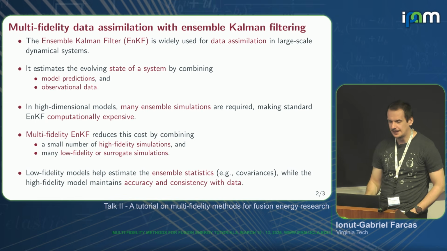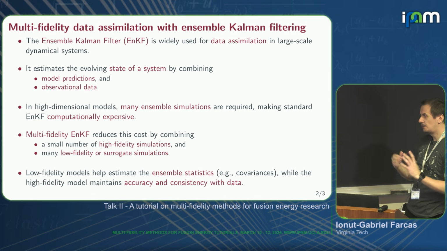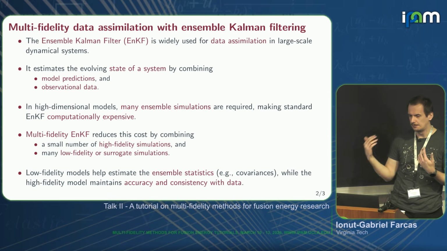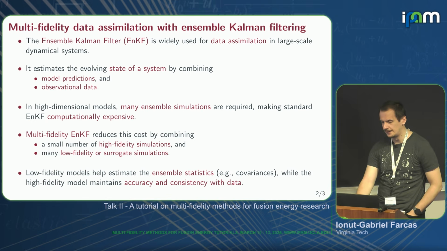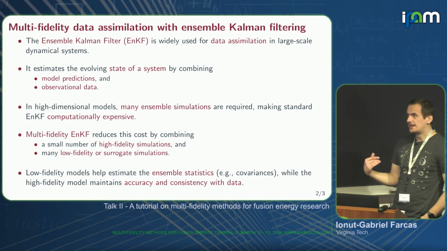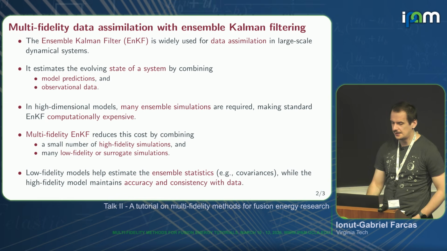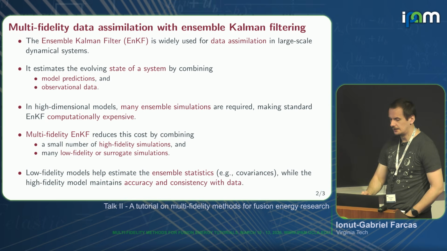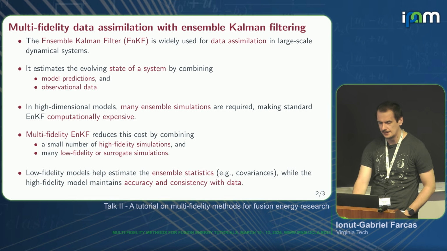for ensemble Kalman filtering, where the idea is, let's say you want to estimate the state of a system from noisy measurements. You have a model that predicts that state. The model is imperfect, and you want to correct those predictions using data measurements that are most likely sparse. Multi-fidelity methods can help here because you can leverage low-fidelity, cheaper-to-evaluate surrogate models to estimate, for example, ensemble statistics, while, as we do in multi-fidelity Monte Carlo sampling, you still keep the high-fidelity model in the loop for accuracy guarantees.